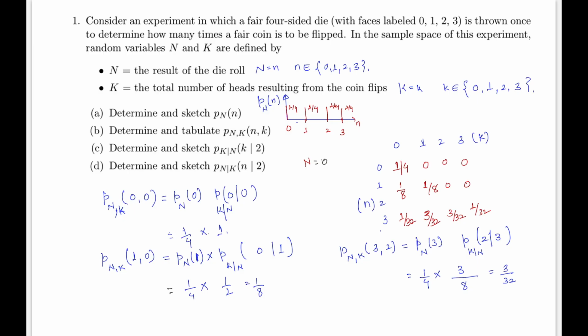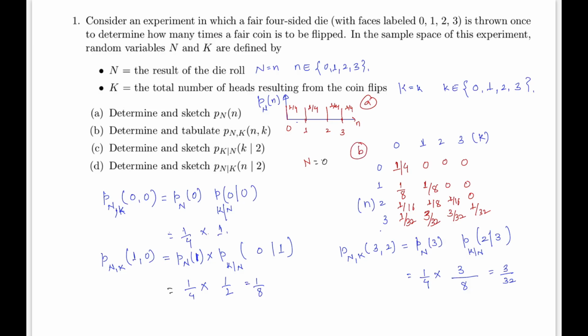Similarly for this case also, where random variable n takes the value 2 and k takes these values. So this probability will be 1 divided by 16, and this will be 1 divided by 8, and this will be 1 divided by 16, and this will be an impossible event to happen. We have answered this part of the question. So this is A and this is B.